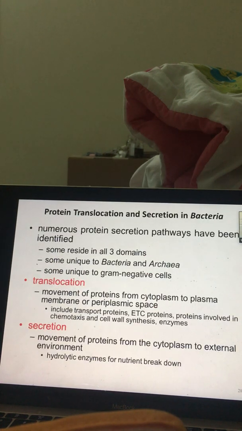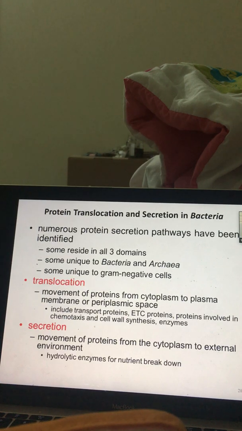So there are numerous protein secretion pathways that have been identified. Some of them will reside in all the three domains. Some of the protein secretion mechanisms will be found only in bacteria and archaea, but not in eukarya. But then there are some that are unique to gram-negative cells. So why do we think that gram-negatives, in terms of secretion and uptake, are always mentioned separately from all bacteria? So what is so different about gram-negative bacteria?